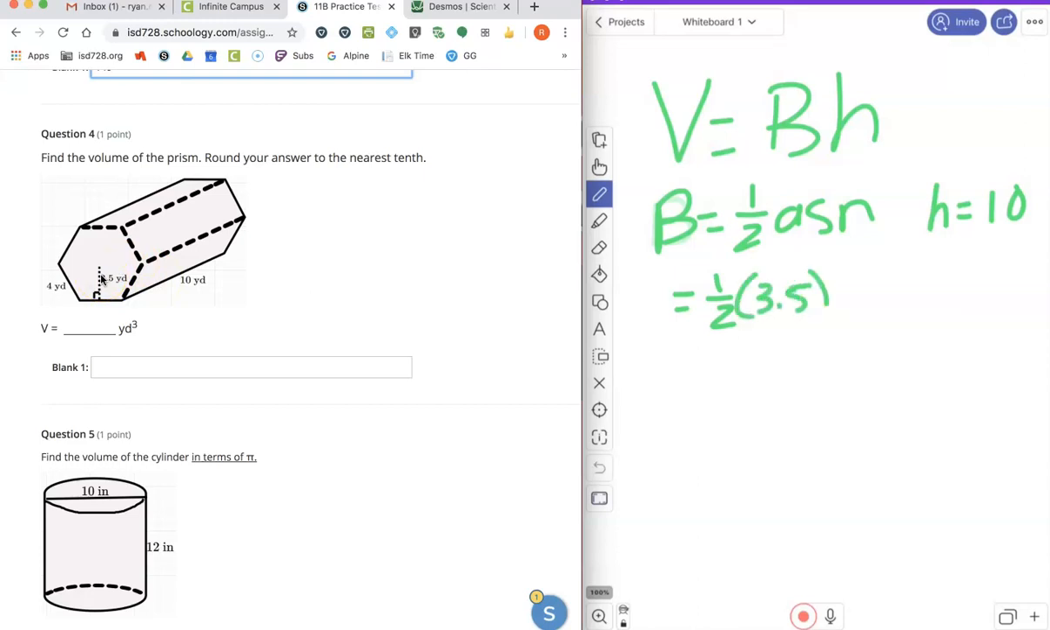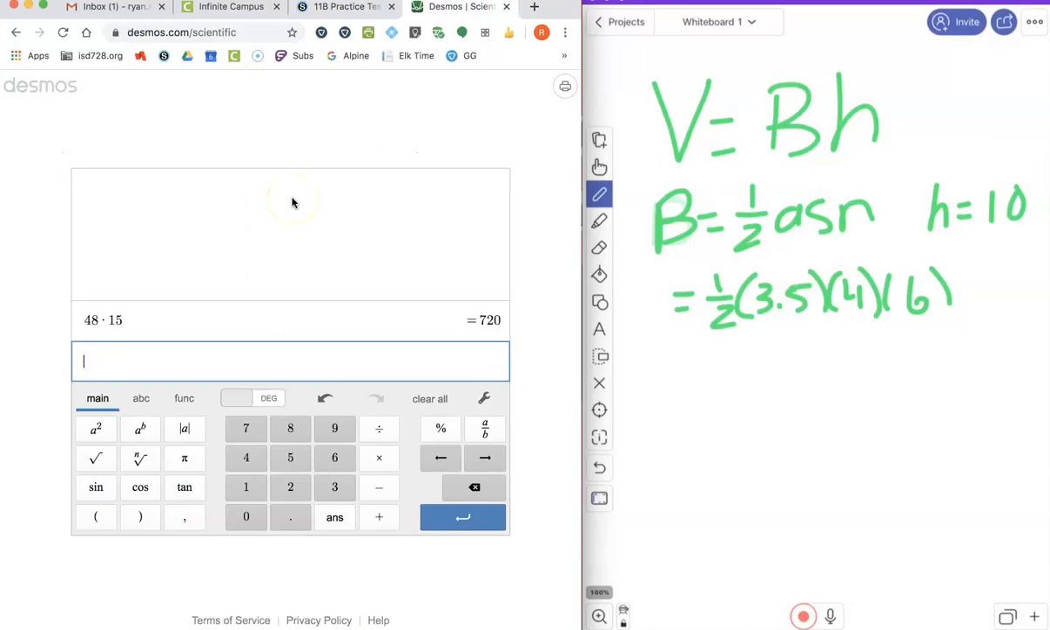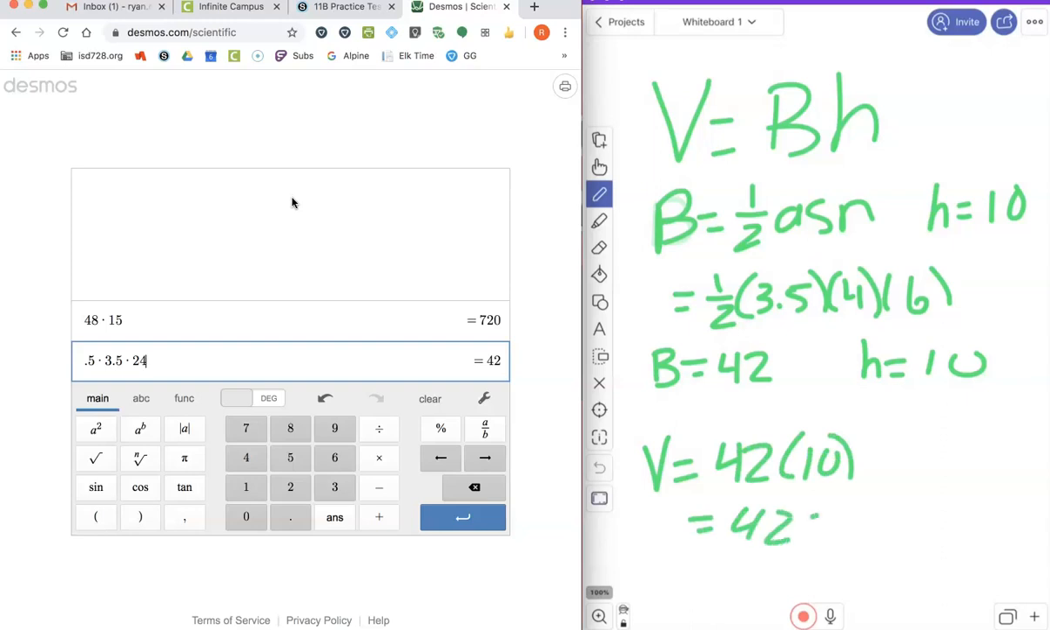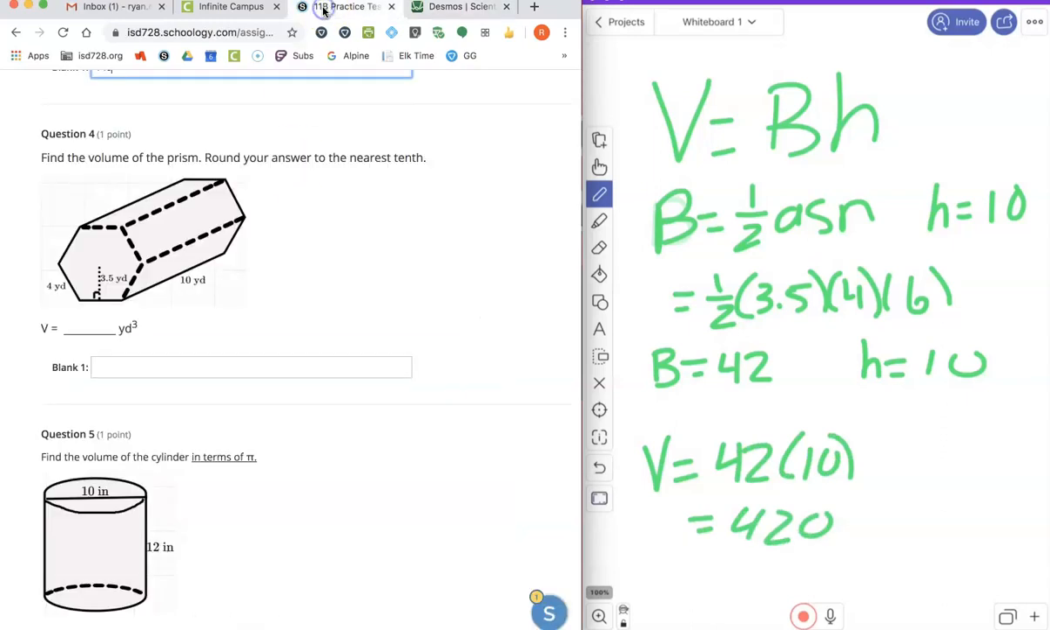S they gave us as 4. And we know there are 6 sides in a hexagon. So we're going to go to the calculator. We're going to do 0.5 times 3.5 times 4 times 6. I'm just going to put that in as 24 to save time. So we know that capital B is 42. We already know that H is 10. So the volume of this shape is capital B times H, 42 times 10, which is 420, I forget the units already, cubic yards.